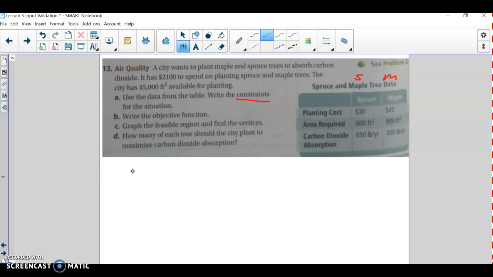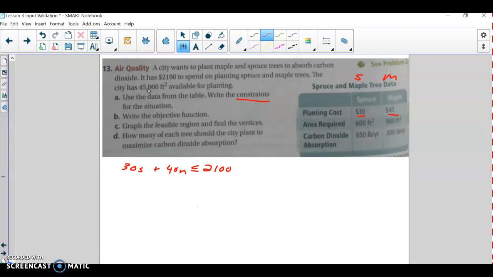So I'm just going to use an S and M for my variables here. Alright, and then we know that the max money we have is $2,100. So basically we have to stay below that. So whatever we spend has to be less than or equal to 2,100. Okay, and so this is where this data comes into play, because it's $30 for a spruce tree plus $40 for a maple. It has to be below 2,100.